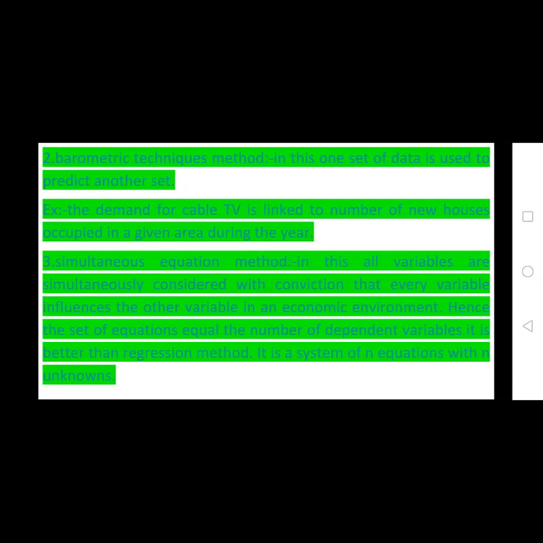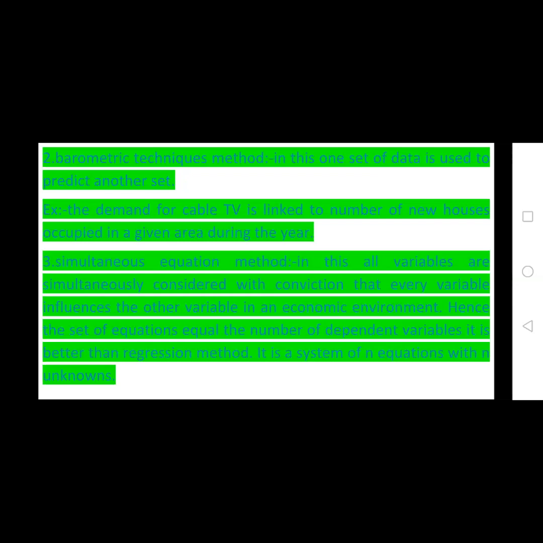Hence, the set of equations equals the number of dependent variables. It is better than the regression method. That is, in this method the number of equations equals the number of dependent variables, so it is better compared to the regression method. It is a system of n equations with n unknowns. So in this simultaneous equation method, we take n simultaneous equations, with dependent variables and independent variables.